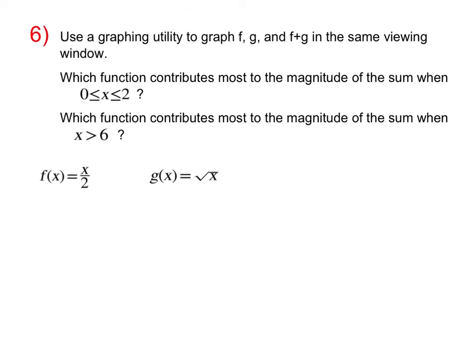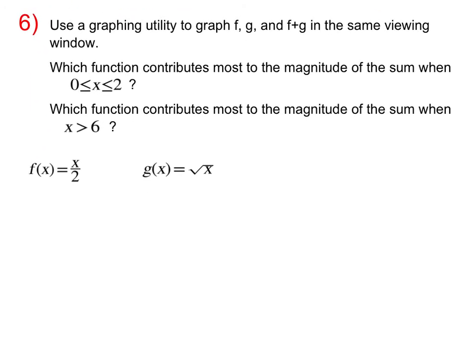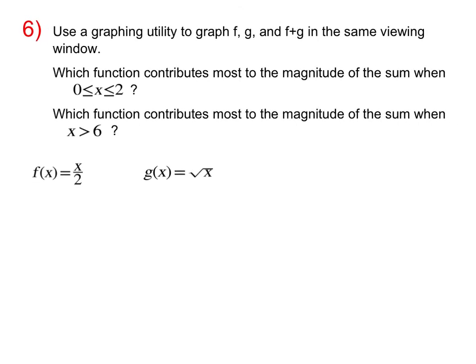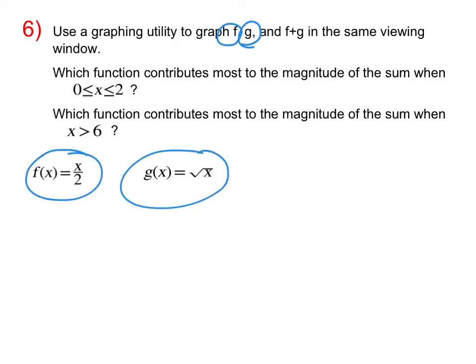Okay. Number 6, we're going to use a graphing utility. We're going to use Desmos, so go ahead and pull up Desmos on yours. What we're going to graph is f, which is down here, f of x. We're going to graph g, and we're going to graph f plus g. So f plus g would be our f of x, x divided by 2, plus our g of x, square root x. And we can't combine anything, so we're going to graph this as well.